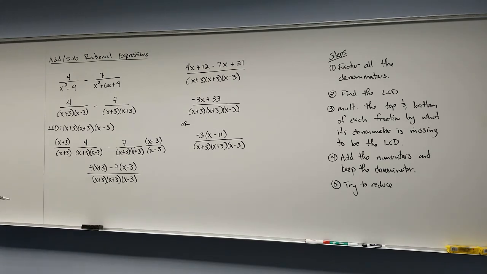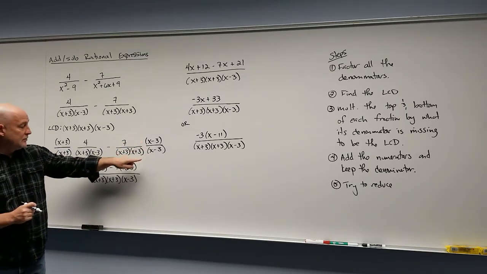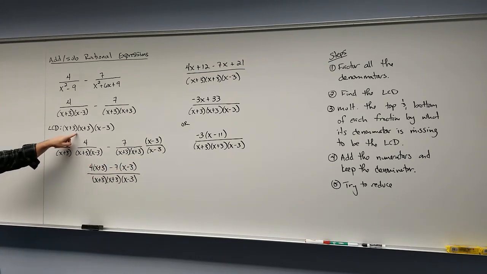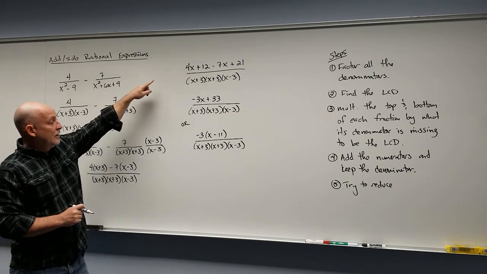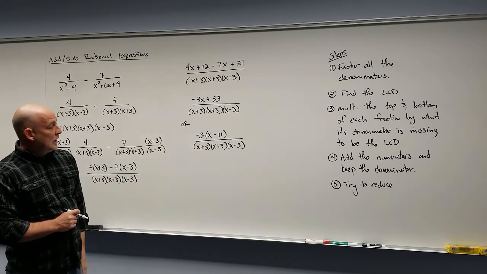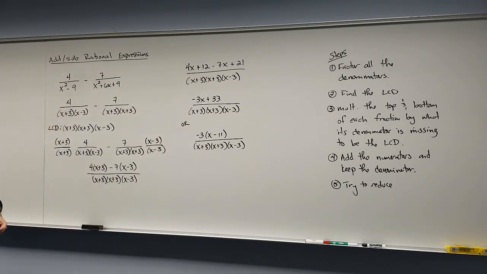All right, adding and subtracting rational expressions. Factor all the denominators, figure out what the LCD is, multiply the top and the bottom of each fraction by whatever its denominator is missing to be the LCD. Combine like terms in the numerator, and then see if you can reduce the fraction. All right, that's it for adding and subtracting rational expressions.